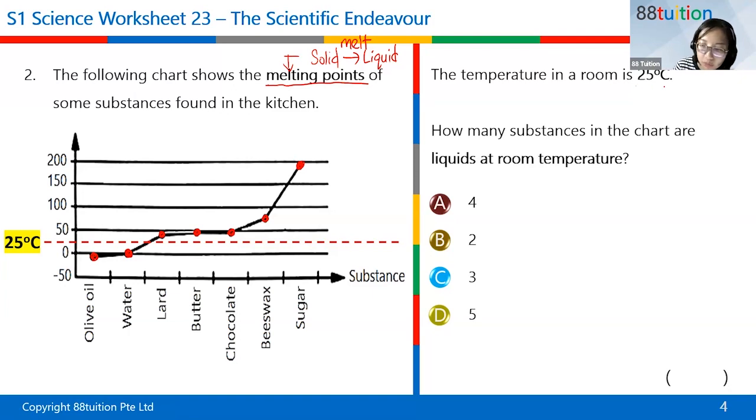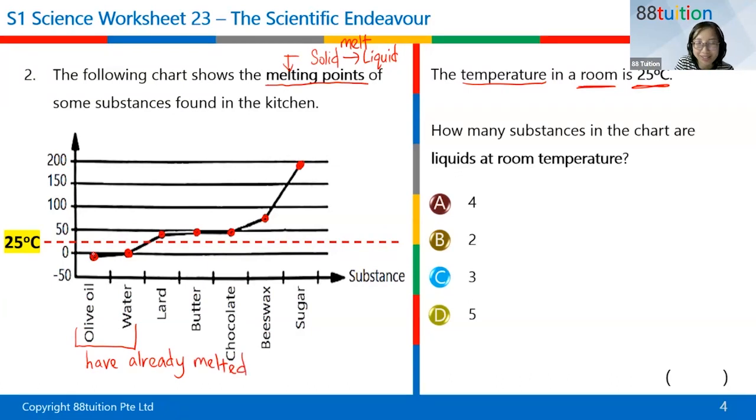Wow, if you want to melt sugar, you need a very high temperature, 200 degrees Celsius. So now we are talking about room temperature. All right, room temperature is 25 degrees Celsius. So I look for 25 degrees Celsius in the graph. So this is 0, this is 50. So 25 is in the center. So you draw your dotted line. Then you will notice that olive oil and water, these two have already melted, because olive oil melts at 0 degrees, which hasn't reached 25 degrees Celsius. At 0 degrees Celsius, olive oil has already melted into liquid olive oil. Then water has already melted.